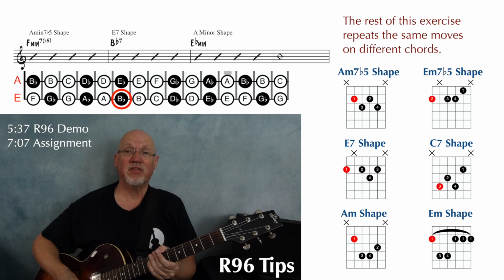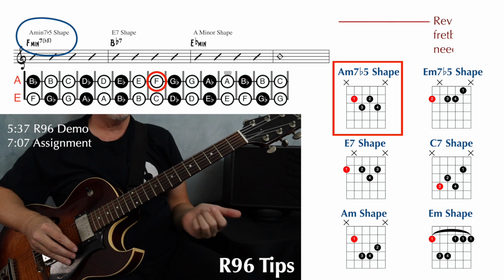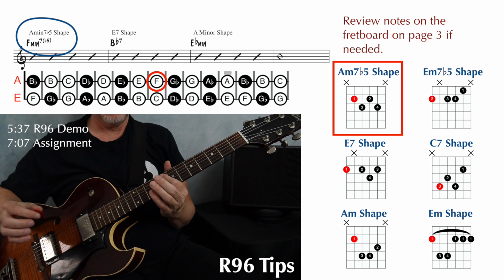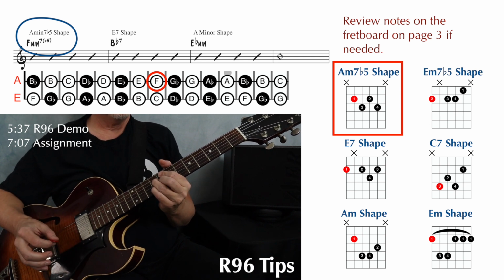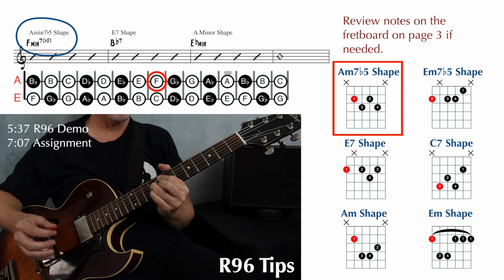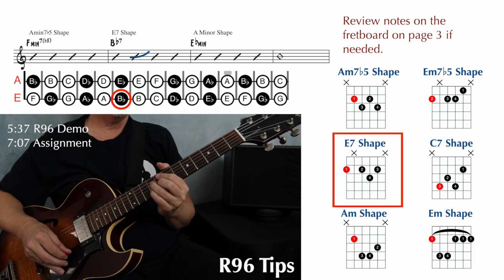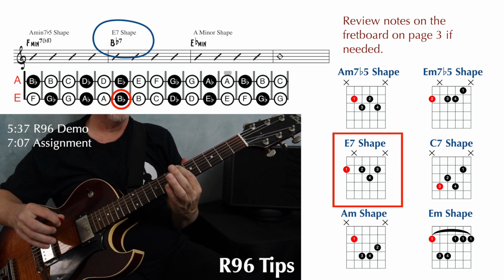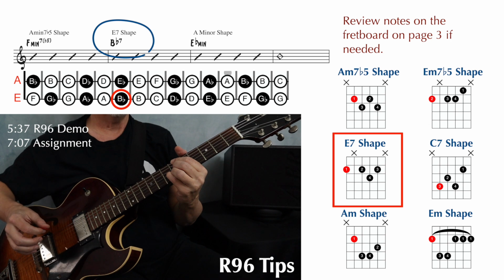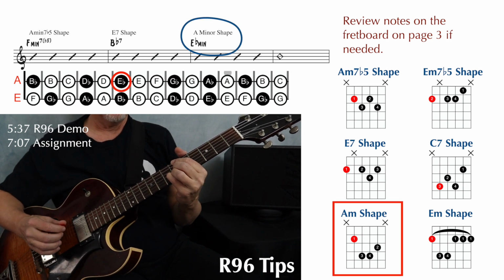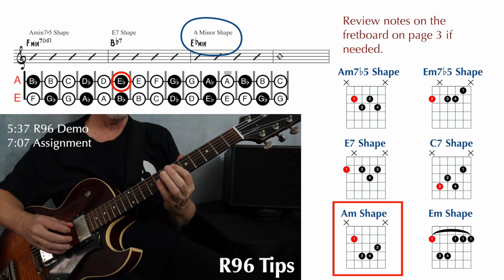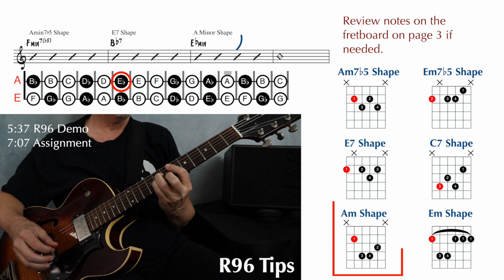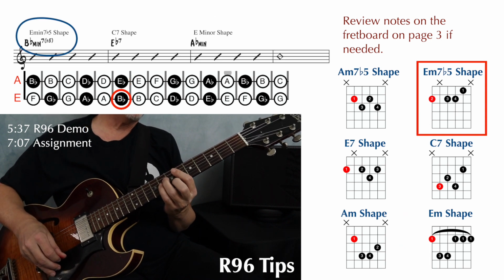So let's look at line 3. F minor 7 flat 5 using the A minor 7 flat 5 shape. Need to find your F on the 5th string, 8th fret. Play the minor 7 flat 5 shape from there, the A minor 7 flat 5. And then a B flat 7 using the E7 shape. Find your B flat on the 6th string, play the shape. Then an E flat minor using the A minor shape. Find your E flat on the 5th string. That's at the 6th fret. And there you go.